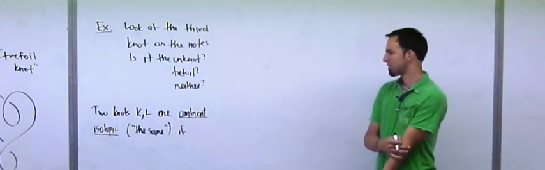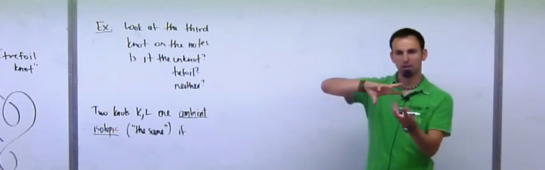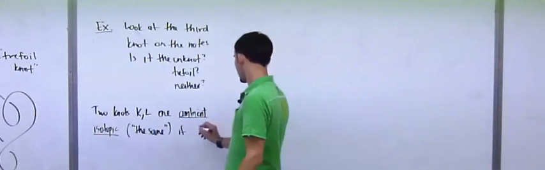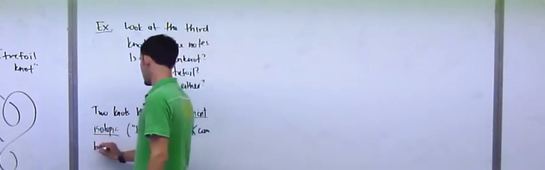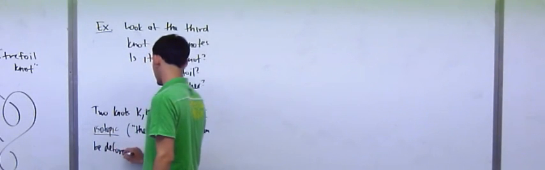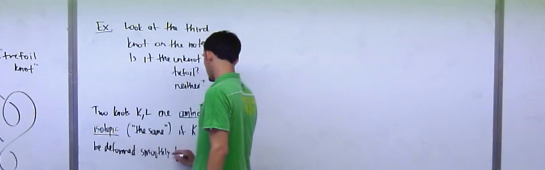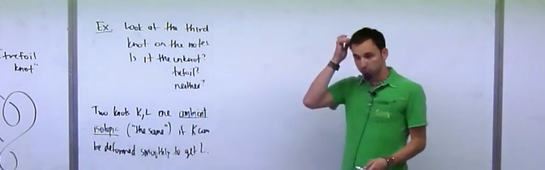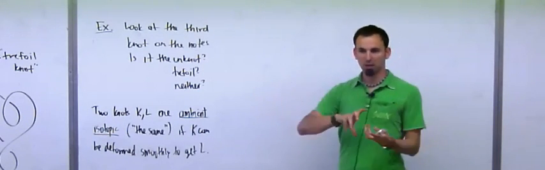Well, again, intuitively, you're just going to think what you would think if you can take one knot and twist it around and get the other one. Okay? So if K can be deformed smoothly to get L. Do they have to be the same length? No. So you're going to think that these are kind of rubber band knots that you can stretch out.